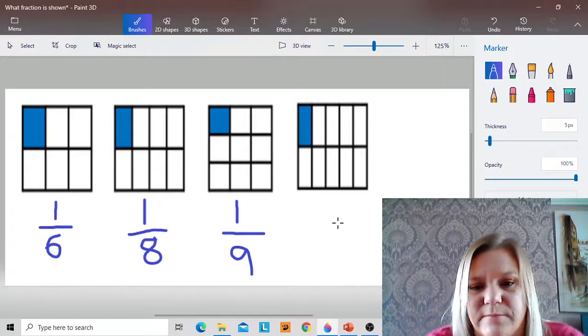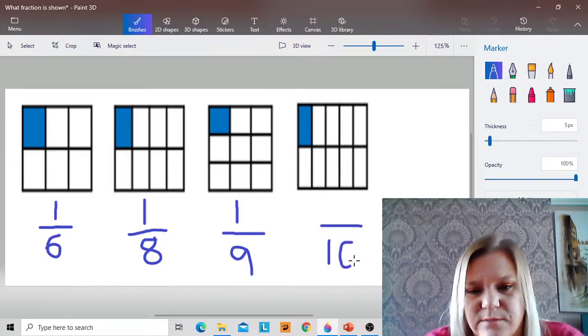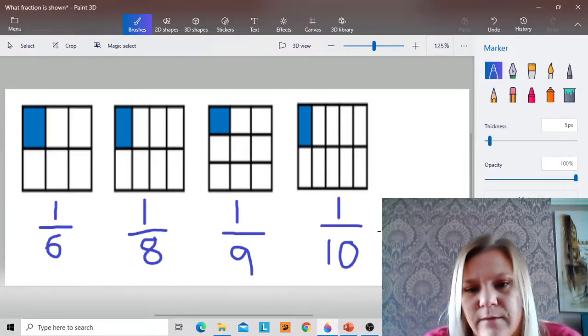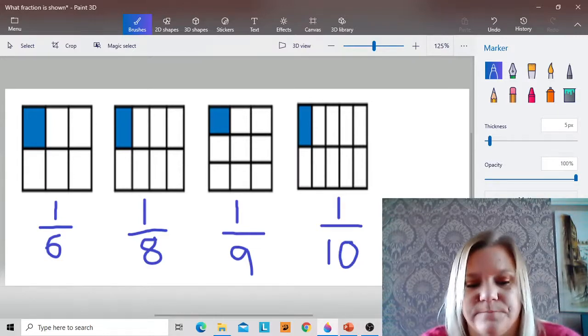This one here has been split up into 10 equal pieces. So our denominator is going to be 10, and our numerator, the number of squares or rectangles that have been shaded, is 1. And as you can see, all of these fractions that we've got here have got 1 as the numerator, which means that they are called unit fractions.